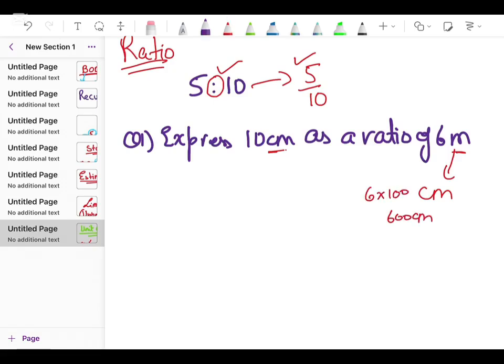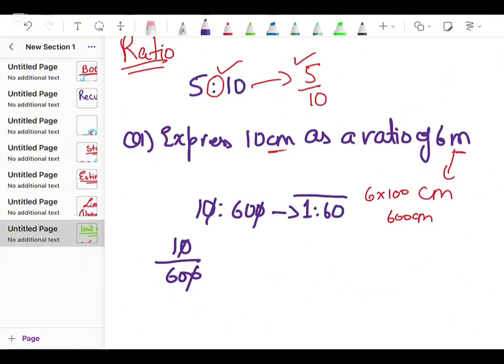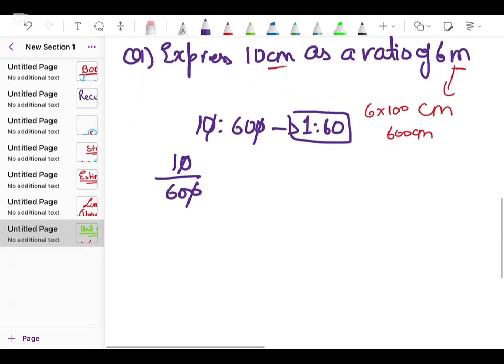So now I can solve this question. 10 centimeter ratio 600 centimeter, the 0 will be cancelled out. That's the simple thing we did in division, the same thing we are applying. So now the final answer will be 1 ratio 60. I hope there is no confusion in this question. Now we will see one more question.